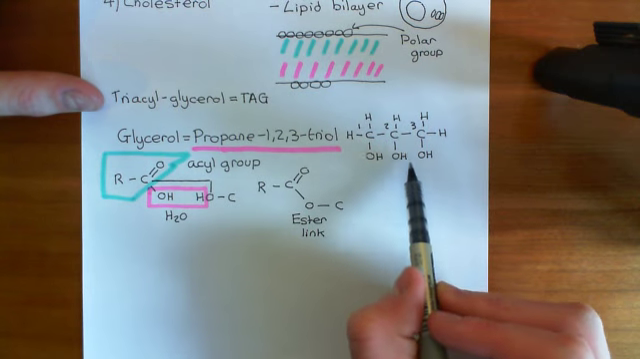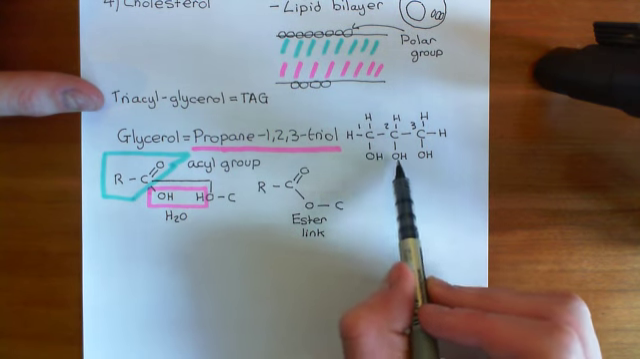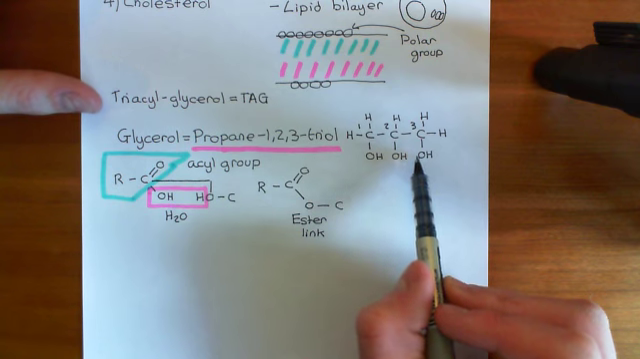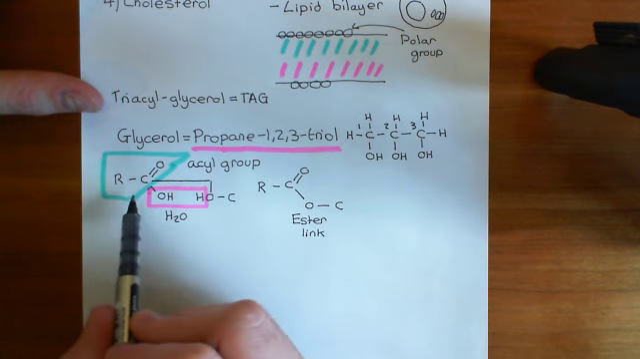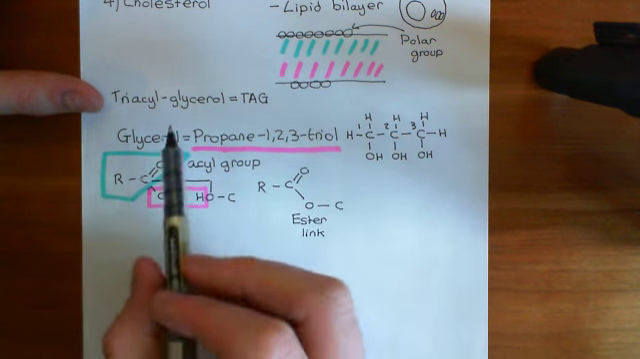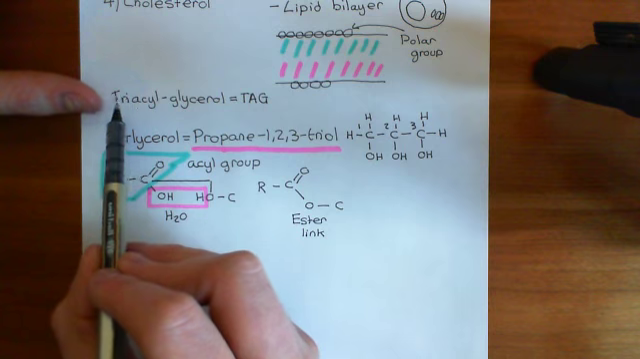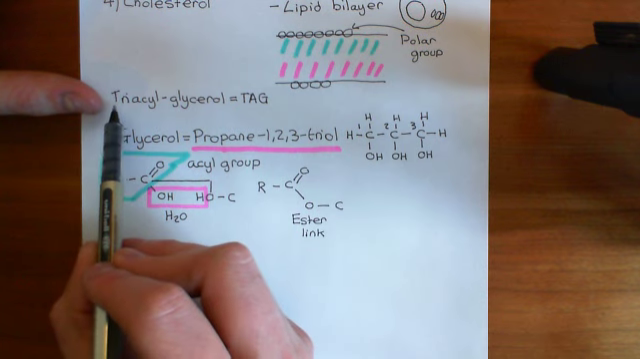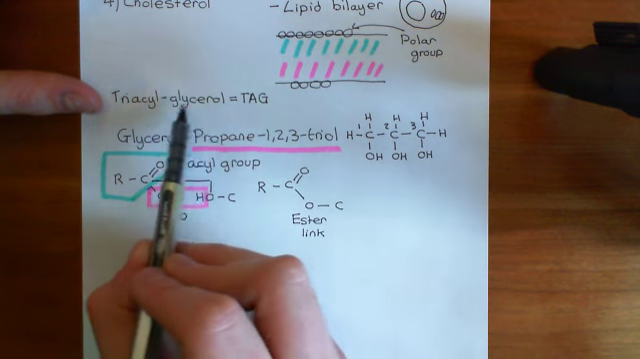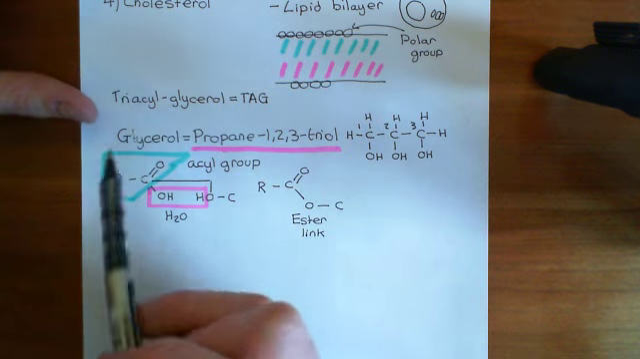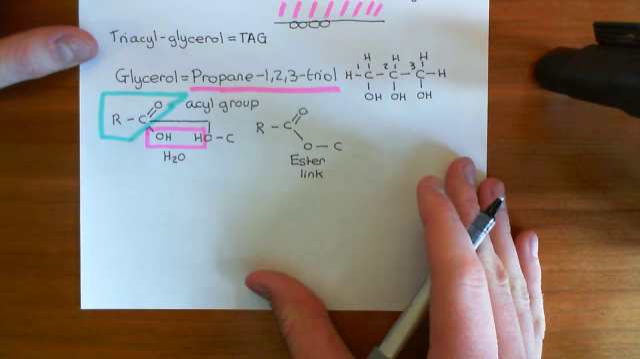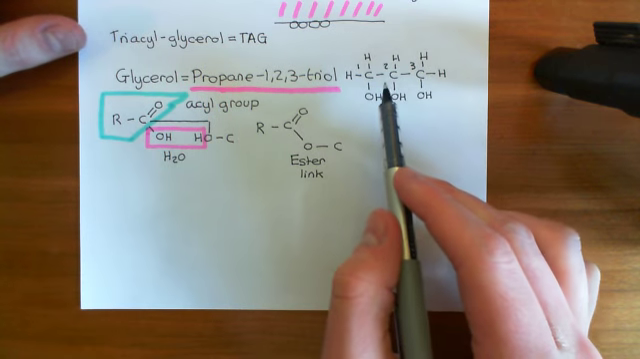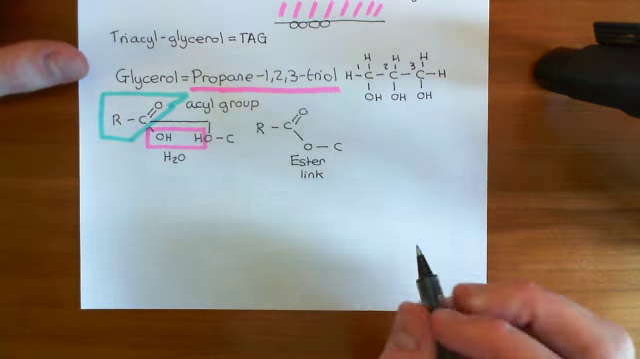When we esterify free carboxylic acid molecules onto these free alcohol groups, we're not going to add on free carboxylic acid molecules, we're only going to add on the acyl groups of those free carboxylic acid molecules. Hence the final molecule is going to be called a triacylglycerol, a TAG molecule. So let's now draw a triacylglycerol molecule.